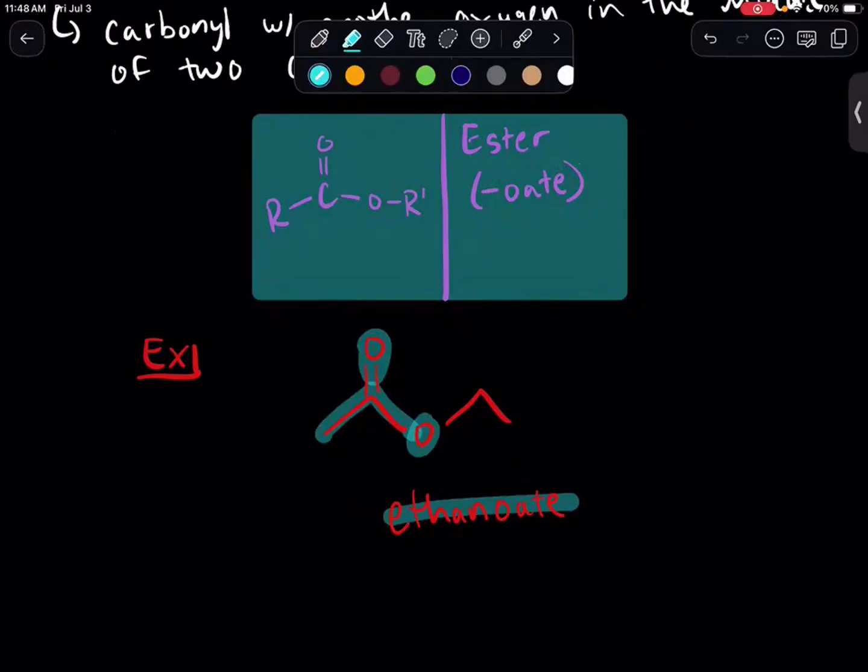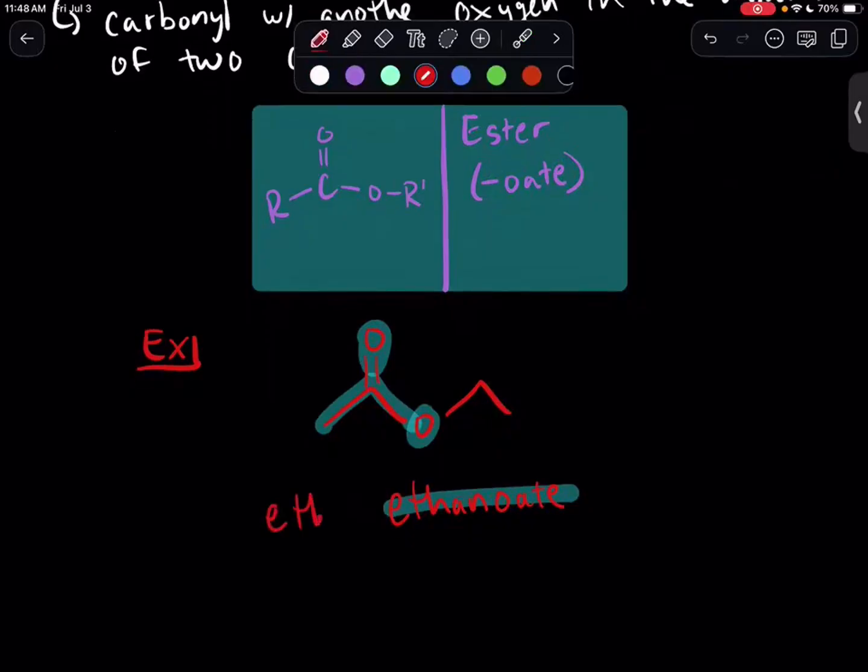Now, attached to ethanoate, we have another 2 carbon group. And so we actually use the term ethyl ethanoate. So we take our eth and we add the little -yl to tell us that it's a chain attached to what we call the parent chain. And we'll learn about that a little more as we cover naming these compounds.